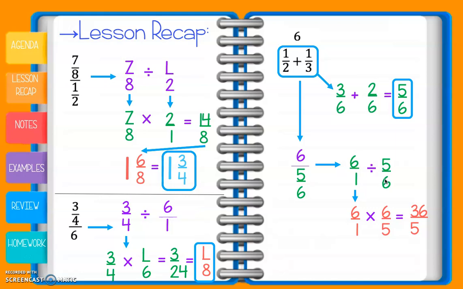Now, we can't leave our answer like that because it's an improper fraction. So we have to ask ourselves, how many times does 5 go into 36? And it goes 7 whole times with 1/5 remaining. I can't simplify 1/5, so our final answer is 7 1/5. So again, these problems look intimidating, they look crazy, but you can break them down into individual pieces that are more manageable to solve.